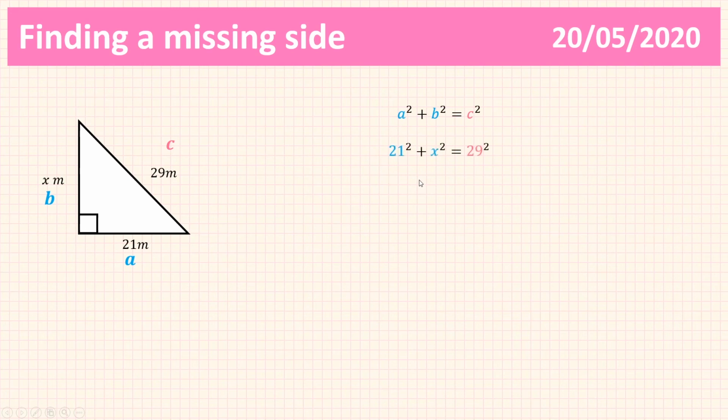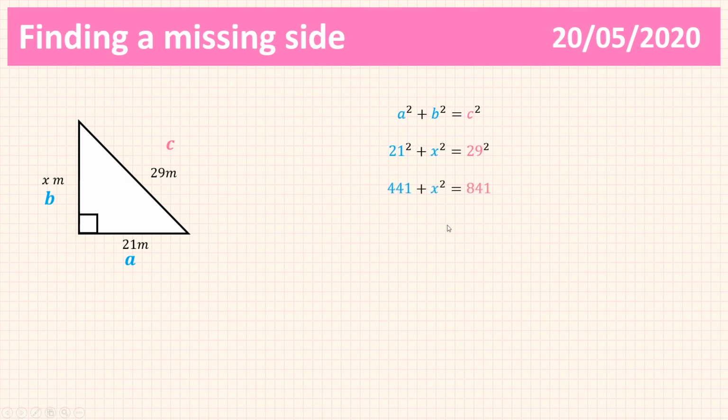I then substitute my values in. This time B is X. So instead of a number, I write X. A is 21 and C is 29. So I've written that in. I need to now ask myself, well, is X the subject of this equation? It's not. So at some point I'm going to have to do some rearranging. So let's have a look what I do next.